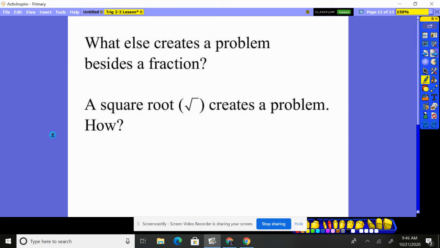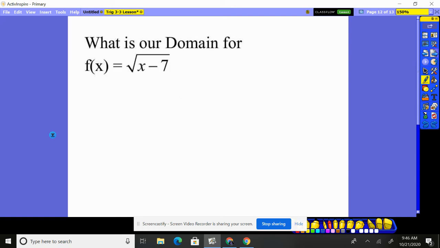What else is going to create a problem besides a fraction? A square root creates a problem. How? What's the problem with a square root? Well, let me ask you, can you take the square root of -8? No, it becomes an imaginary number. So we can't take the square root of a negative number. So how are we going to figure out what our domain is? What can X be? X could be 10 here. That'd give me 10 minus 7 is 3, square root of 3.